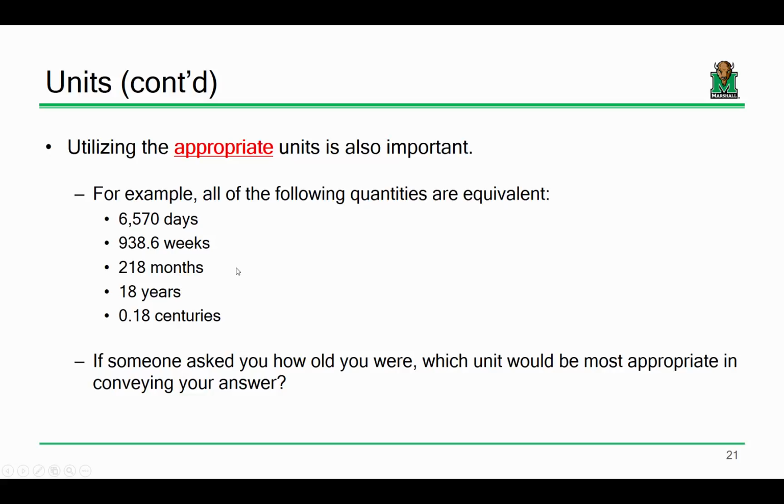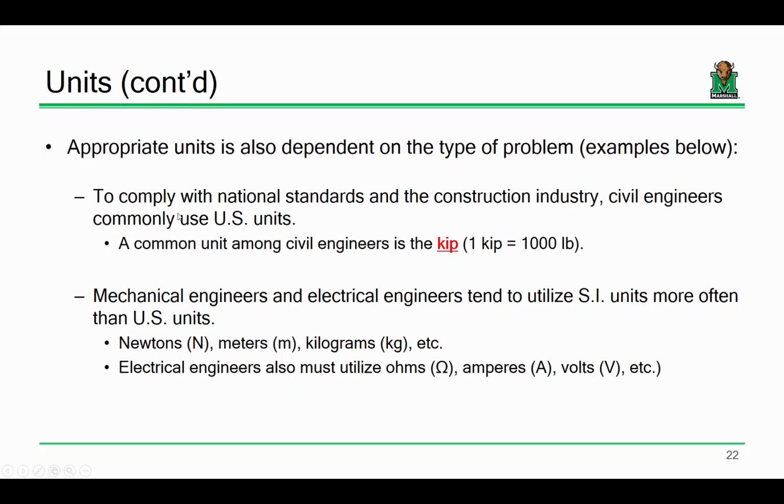Appropriateness of units is also an important factor to keep in mind. This illustration is that 18 years is the same as 0.18 centuries, which is the same as 218 months, and so on. But usually when people ask us how old we are, we would report our age in years rather than any of these other terms. It's also the case when we're working in engineering calculations.